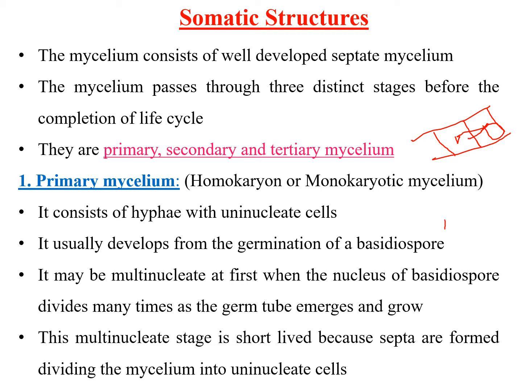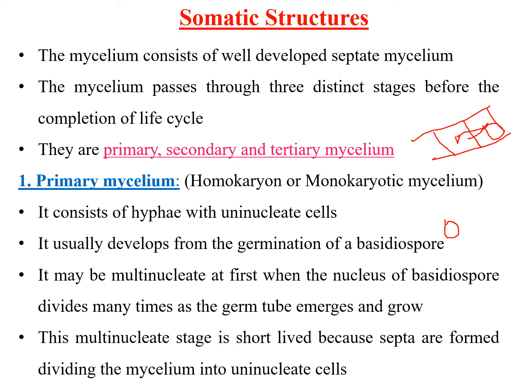This basidiospore will give rise to the germ tube through which the primary mycelium develops. So primary mycelium generally develops through the germination of basidiospores. Initially, when the basidiospore germinates, it gives rise to multinucleate mycelium in the initial stages. But later, septa are laid down and divide the mycelium into uninucleate primary mycelium. That is, the multinucleate stage is short-lived because the septa are formed and divide the mycelium into uninucleate cells.